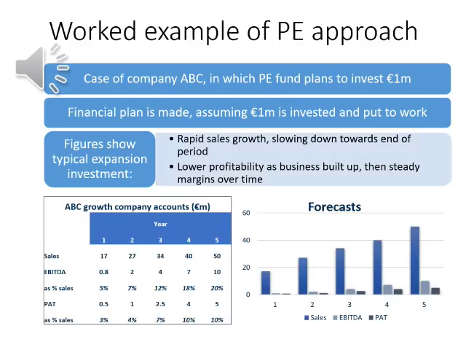And the figures will show a very typical expansion type investment. So what we can notice is that we see a rapid sales growth which slows down towards the end of the forecast period. We see a lower profitability in the early years as the business is built up, and then steady margins over time. So by the time we get to year 5, the rate of growth of sales has slowed down, and EBITDA as a percentage of sales and profit after tax as a percentage of sales have stabilized at a high level, and this means that the company is ready to be exited.